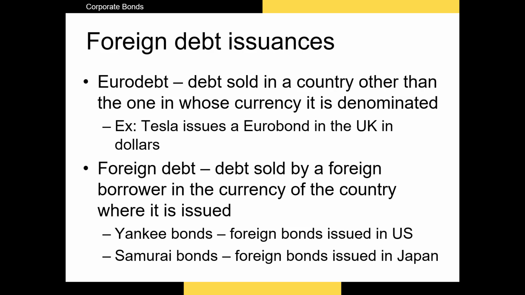Yankee bonds are bonds issued by foreign companies in the United States. Samurai bonds are bonds issued by companies headquartered in the US, the UK, or other countries in Japan. The company makes the coupon and the face value payments in yen rather than the currency of the firm's headquartered country.